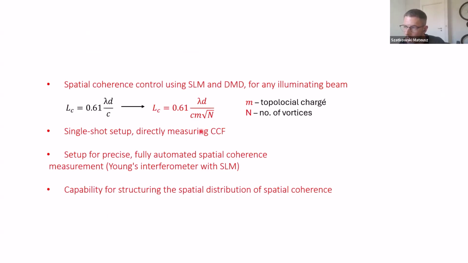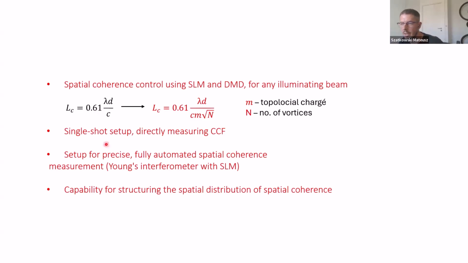And to our work and our initial analysis shows that we can also provide the equation for the transverse coherence length, which includes the topological charge and number of vortices. So if there is a single topological charge and a single number of vortices, we come up to the original Rayleigh equation.